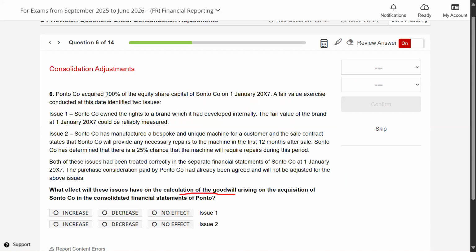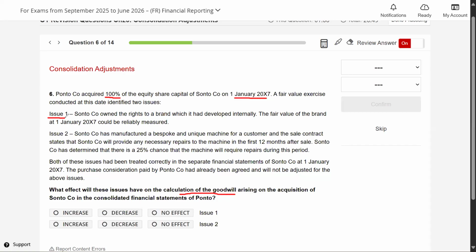Ponto has acquired 100% of the equity share capital of Sontoco on 1st of January 2027. A fair value exercise was conducted, and it identified two issues. Number one, Sontoco owned the rights to a brand which it had developed internally. The fair value of the brand at 1st of January could be reliably measured. Okay, so this is something that we will be recognizing.